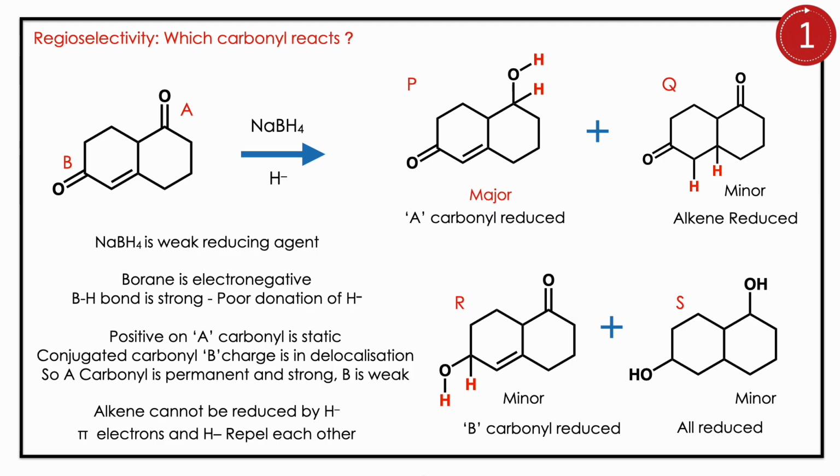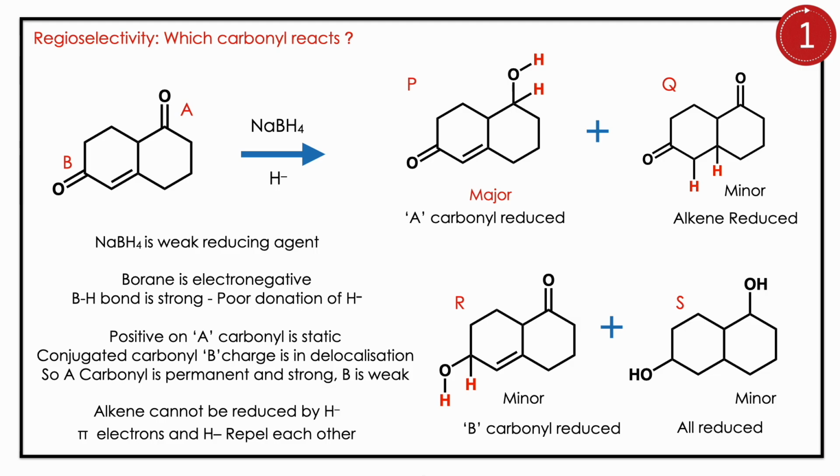Boron is the electron withdrawing group. It's a Lewis acid. It always takes the electron dense carbon. So A carbonyl is reduced. So P is the major product. Q is not the major product because the alkene is reduced. Additionally, the alkene is in conjugation and delocalization.